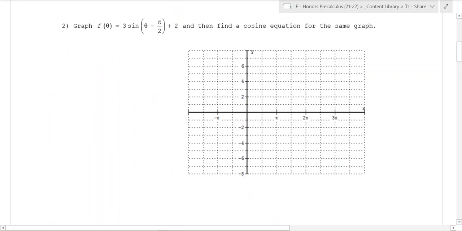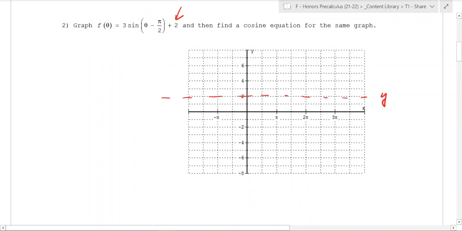Now on the second one, we're going to move it up to 2. So the midline in this case is going to be 2. So we'll put our midline here at y equals 2. And the amplitude is going to be 3. But this minus pi over 2 right here is going to move it, instead of starting at 0, since sine of 0 is 0, it's going to start at pi over 2 and go up 2. So it goes over pi over 2 here and then up 2 to here.